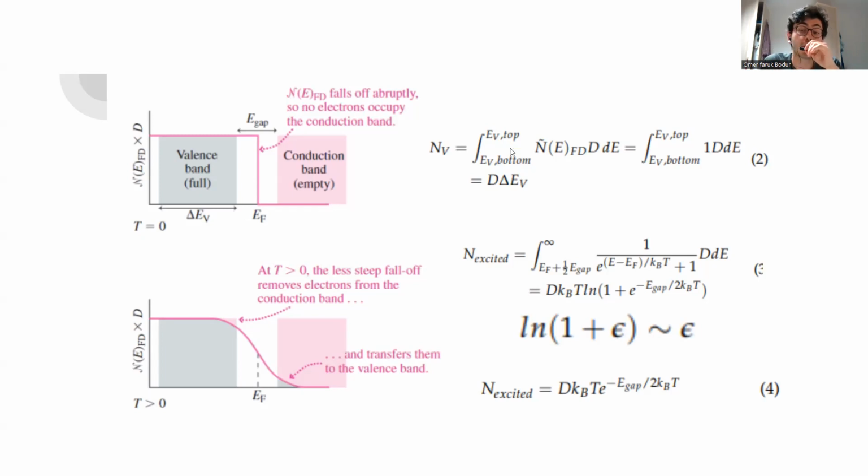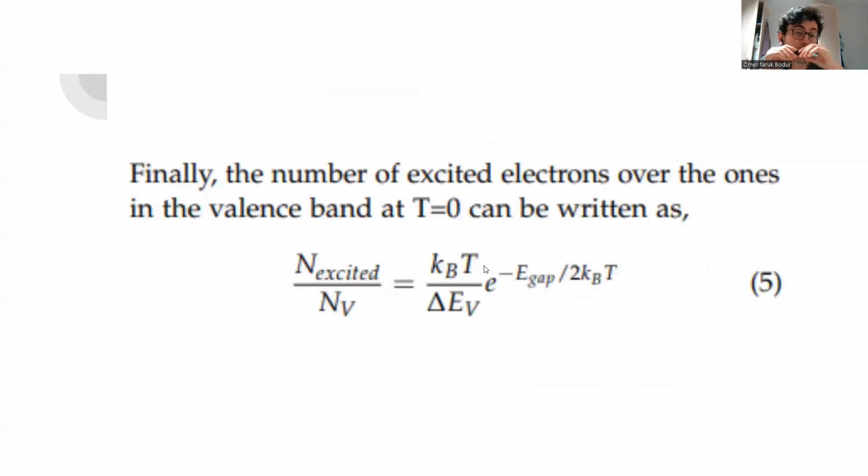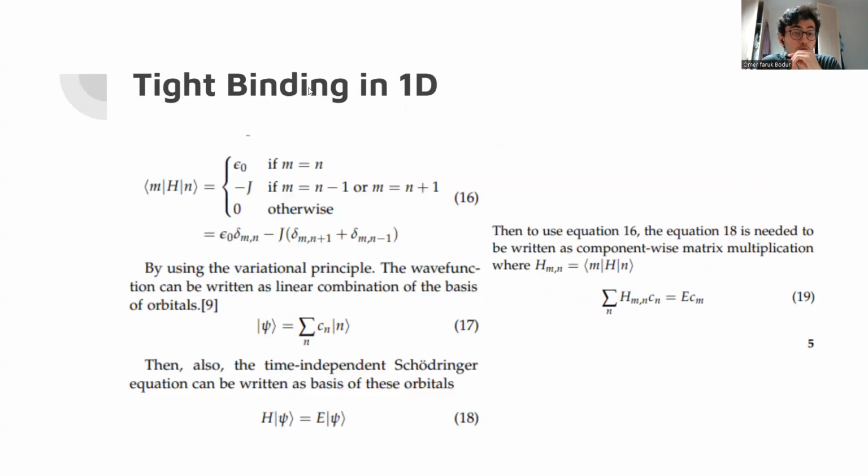At low temperatures, the value inside of the logarithm is very small. Hence, we can approximate it as follows, and our equation becomes 4. Finally, the number of excited electrons over the ones in the valence band at T equal to 0 can be written as follows. This gives us an idea about how conductivity and the number of excited atoms change due to temperature, and we will move on to the tight binding model.